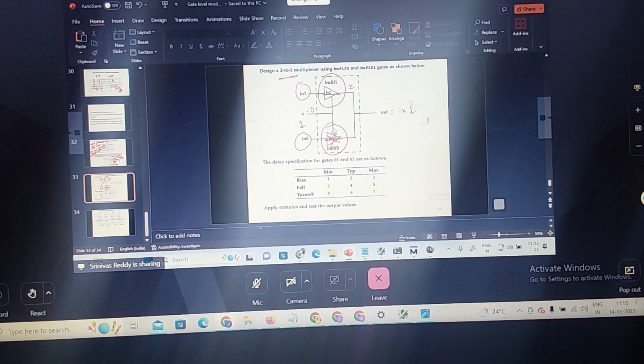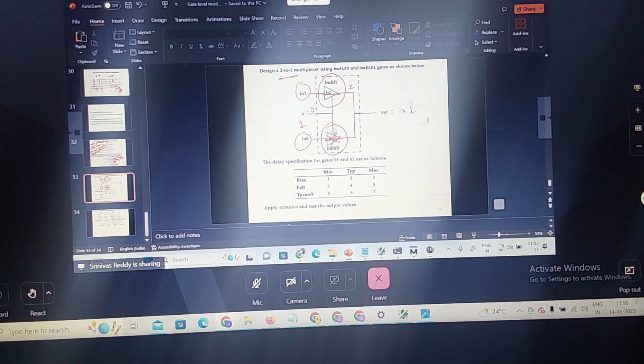Now, you can see, along with this, I am giving the delay specification for the gates B1 and B2. B1 is BufF 0, B2 is BufF 1. Rise time: minimum is 1, typical value is 2 and maximum value is 3. For fall, minimum is 3, typical is 4 and maximum is 5. And turn off also, minimum is 5, typical is 6 and maximum is equal to 7.